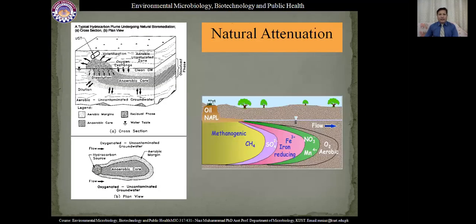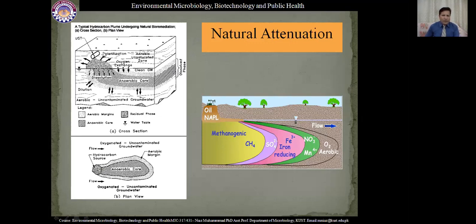That is called enhanced natural attenuation. If you look over here, this is an example of natural attenuation. You can see a typical hydrocarbon plume undergoing natural bioremediation, in cross section and plan view.